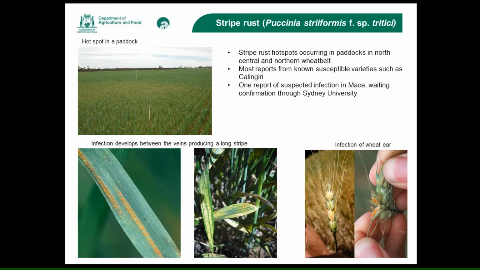We have had one report of infection in a suspected maize crop. Samples have been sent to Sydney University, and we're waiting for confirmation, which brings me to an important point: please, all samples of rust should be sent through to Sydney University for pathotyping. It allows us to stay ahead of the game in terms of understanding what the threats are in terms of rust.